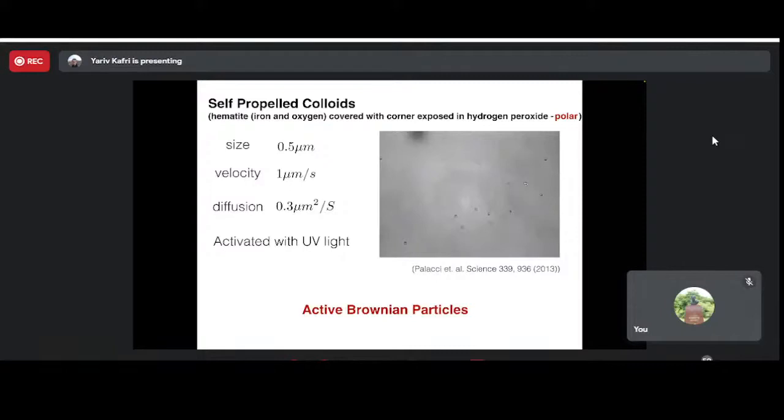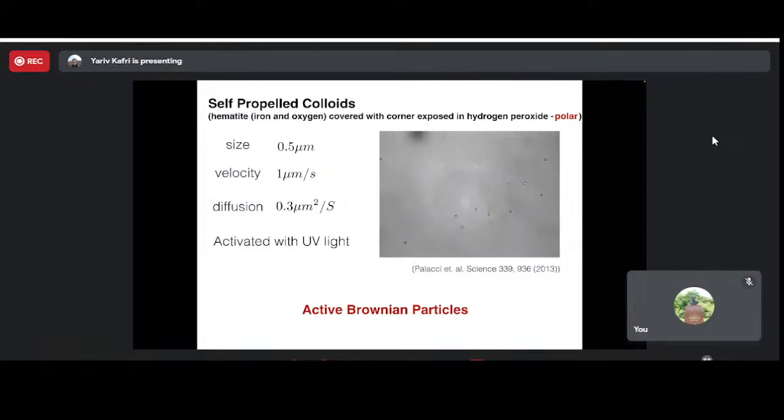The direction, of course, because of noise, is a bit random. So the direction diffuses about. And that's why people typically refer to these kinds of particles as active Brownian particles. So if you want to model these things, it's very straightforward.